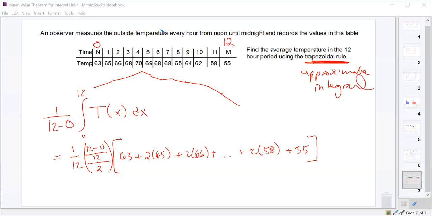I got 59.5. That's exactly what I got. So 59.5 degrees would be our average temperature throughout the day.